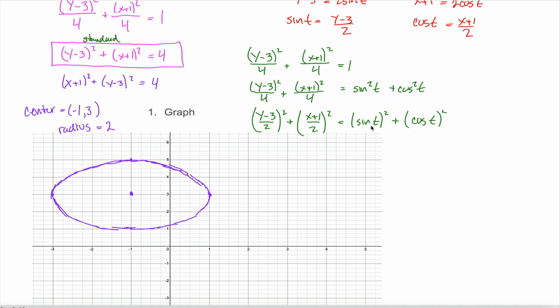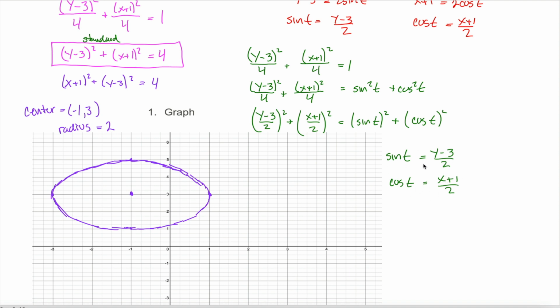I could choose to let sine of t be equal to y minus 3 over 2, or I could choose to let sine of t be equal to x plus 1 over 2. Either way is totally fine. However, as we've seen in the past, if we choose to keep the sines with the y coordinates and the cosines with the x coordinates, things work out a little bit nicer. So let's choose to let sine of t be equal to y minus 3 over 2, in which case the cosine of t would be equal to x plus 1 over 2. That's my parameterization. I'm done.